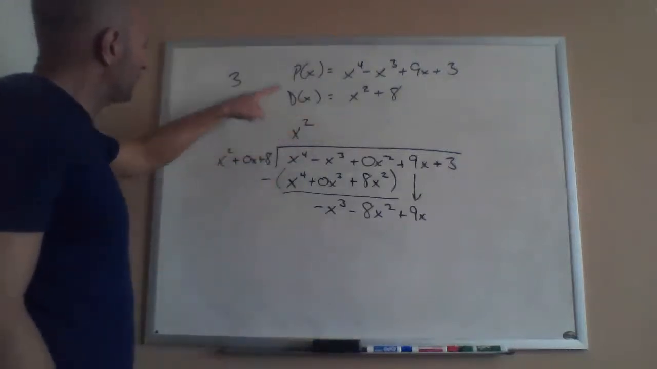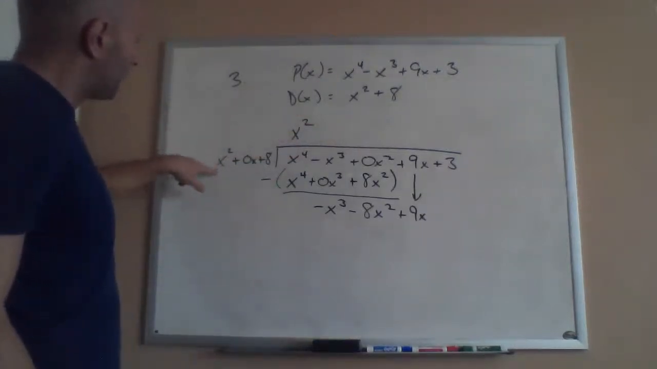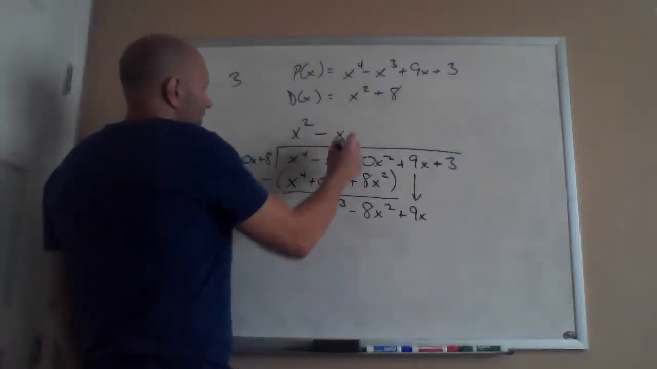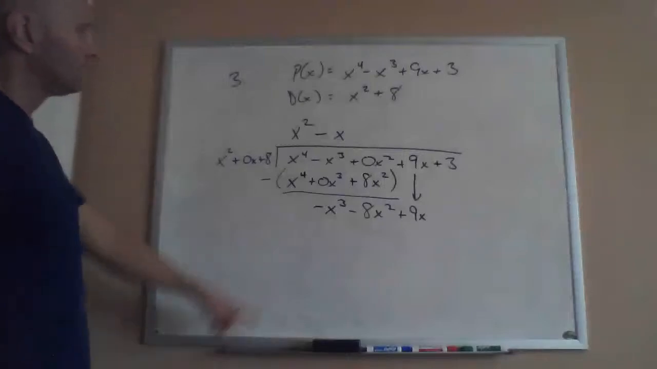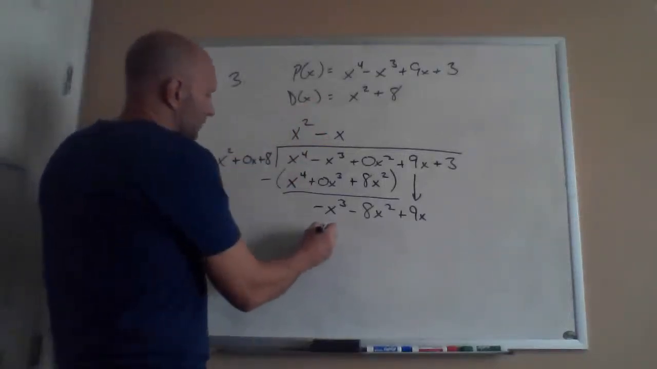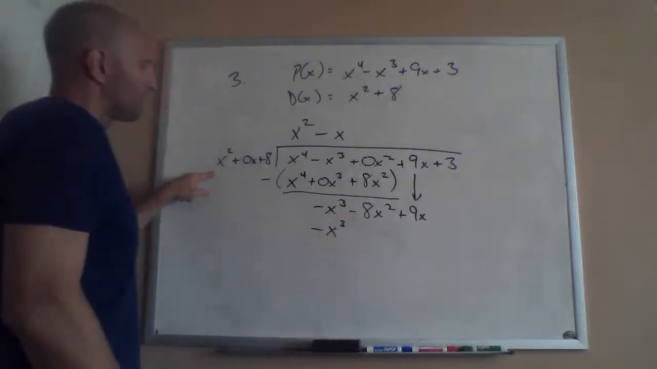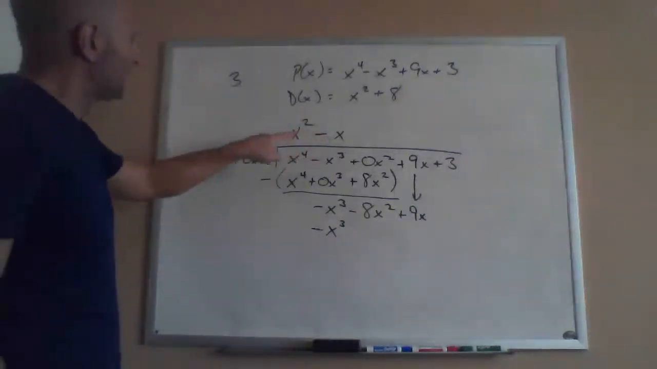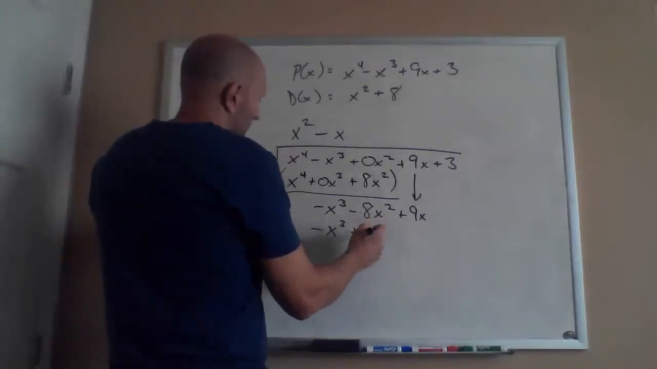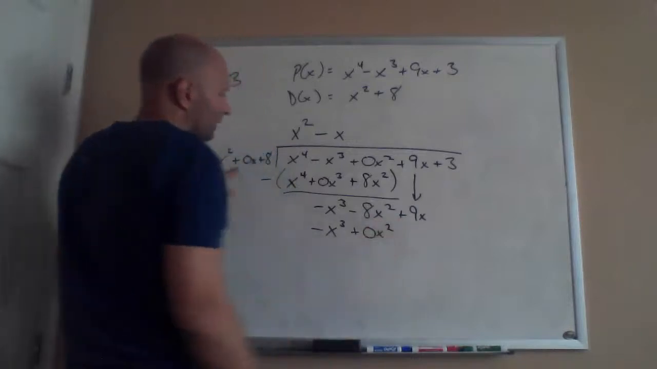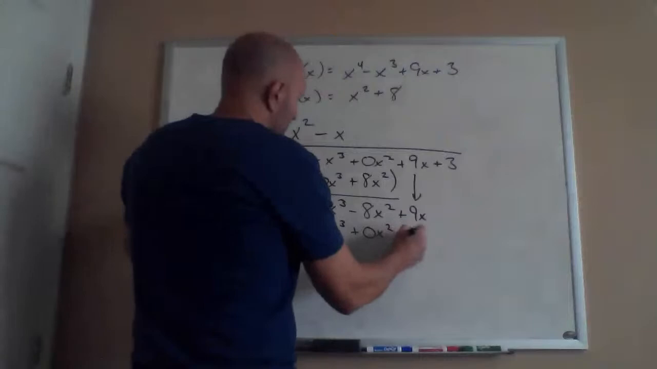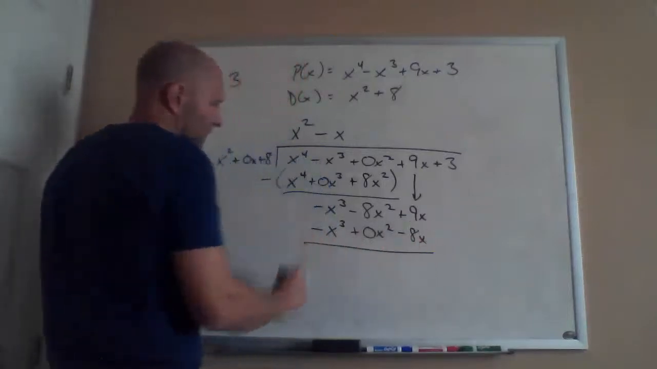So what do I have to put up here that when I multiply it by x squared, I get negative x to the third? It's going to be negative x. So negative x times x squared is negative x to the third. And then negative x times 0x is plus 0x squared. And then negative x times 8 is minus 8x.